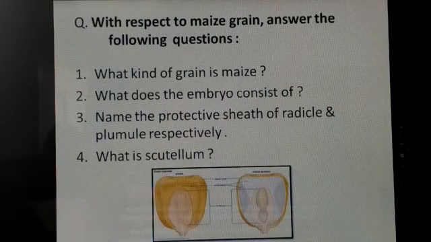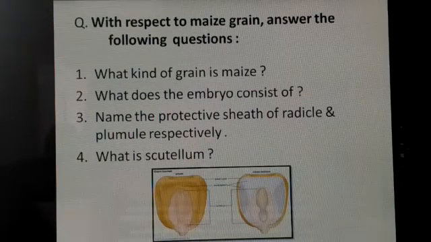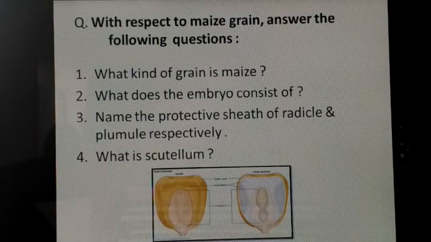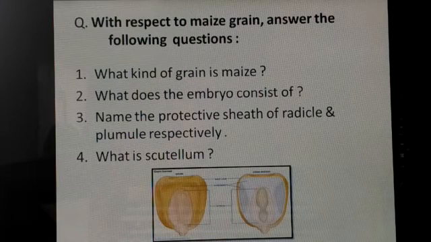Now we move to the last question, wherein you are given some diagrams. It is also called diagram based questions or application questions. You are given a diagram and some questions are based on the diagrams. Like here is the picture of a maize grain. However, it's given in the question, but you may get one question as identify the diagram. So that it is maize grain. What kind of grain is maize? Here the question means to ask whether it is monocotyledonous or dicotyledonous. So the answer should be maize grain is a monocotyledonous endospermic grain.